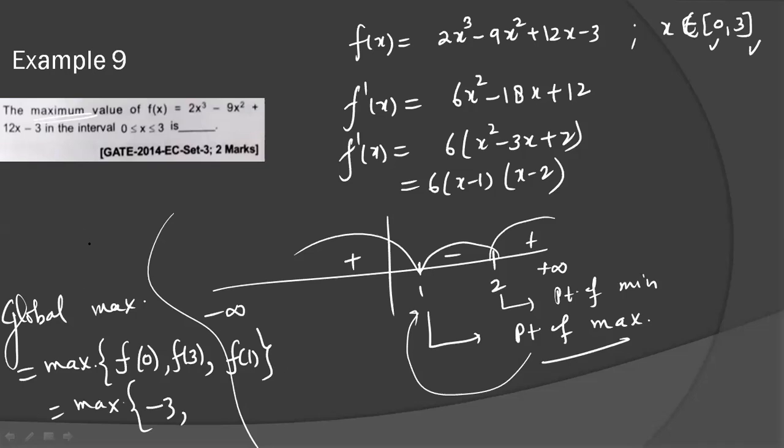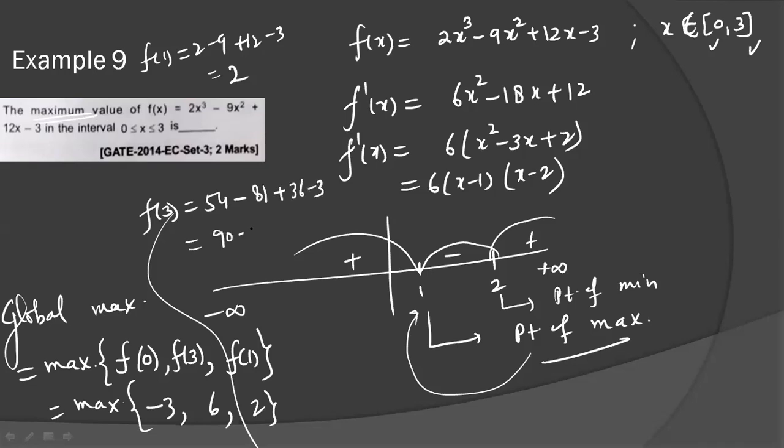f3 is, if you check at x equal to 3, the value at x equal to 3 is 6. You can check. And at x equal to 1, if you check, f(1) will be 2 minus 9 plus 12 minus 3. So 14 minus 12, it will be 2 only. You can check the value at 3 also. 3 3 are 9, 3 9s are 27, 54 minus 9, 81 plus 36 minus 3. So 90 minus 84, it is 6.